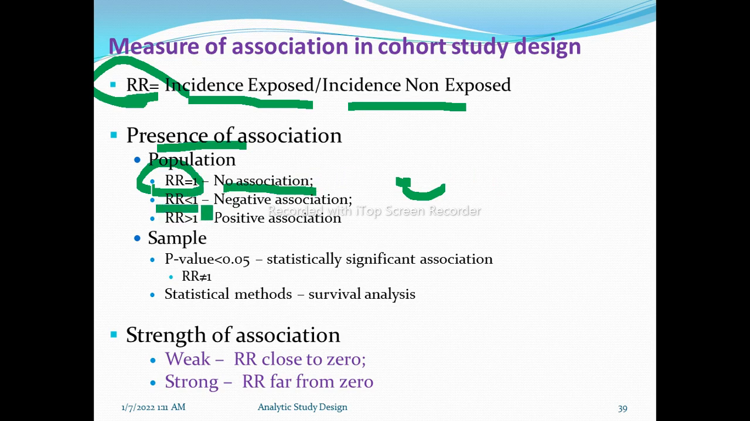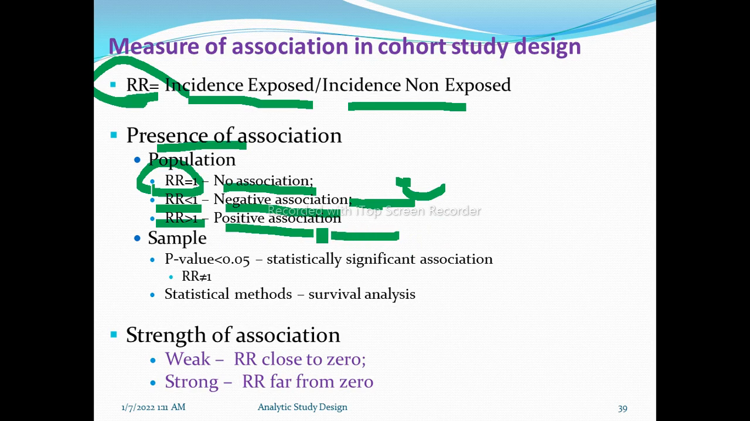If relative risk is less than 1, it is a negative association. That means drinking coffee does not lead to congenital anomaly, or it's protective. The other is relative risk greater than 1, where we can say there is a positive association. That means the more we drink coffee, the more we will develop congenital anomaly.